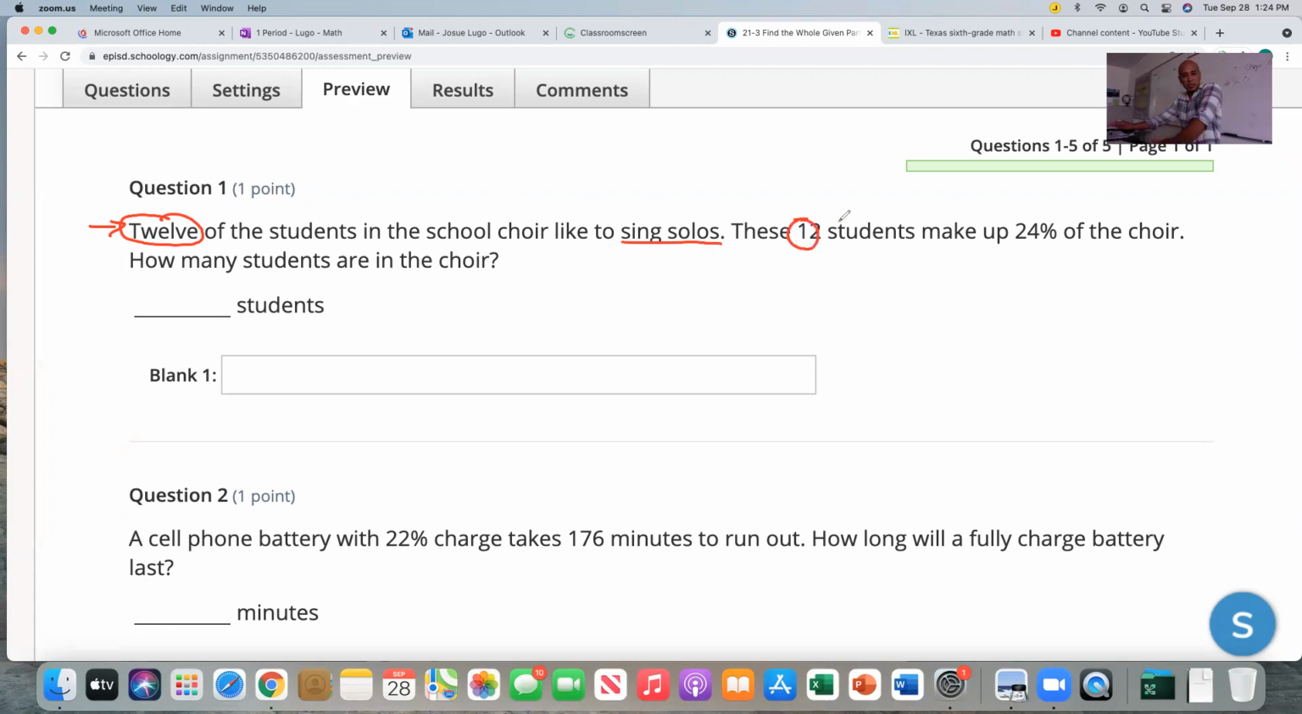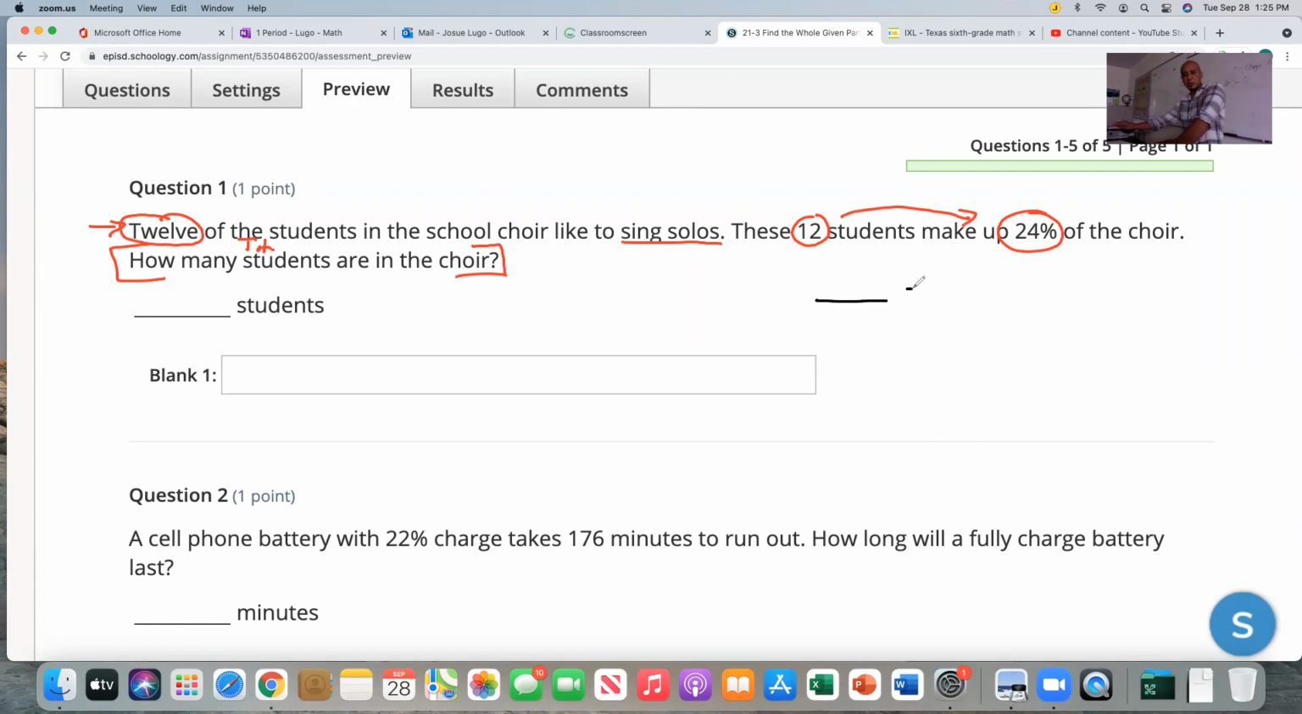In fact, 12, this part of the choir, these 12 students make up 24%. So they're telling you these are 24%. The 12 students are not 100% of the choir. They're not the whole choir. They are a part of the choir. What part is it? It is 24%. Of course, the question is asking, well, how many students are in the choir? Rather, how many total students are in the choir?